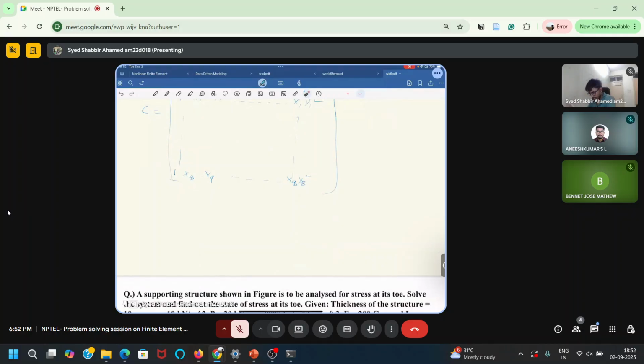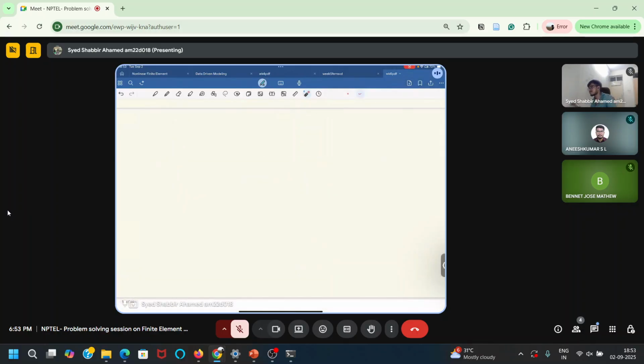Another approach is also there, which is a kind of shortcut or shorthand approach. So you can take this serendipity element, I'll just take this element with nodes 1, 2, 3, 4, 5, 6, 7, and 8. Okay.